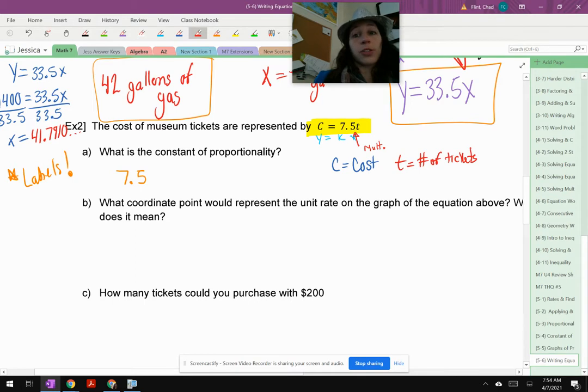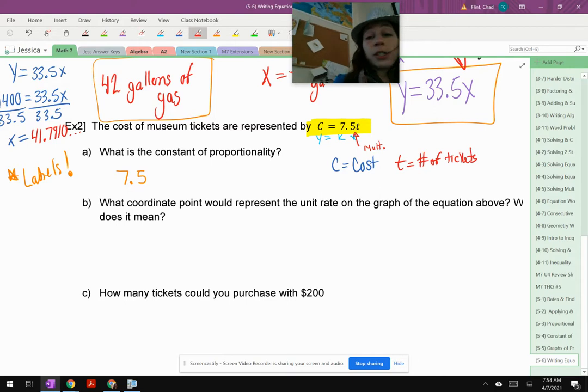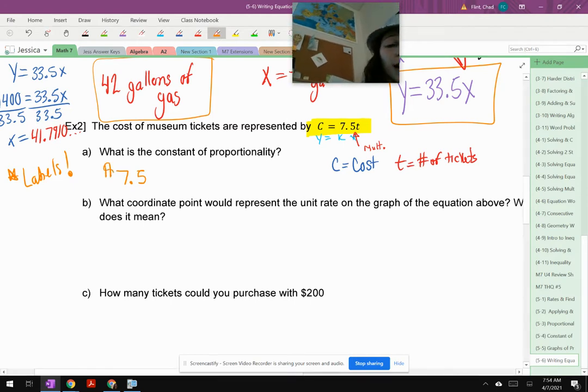If you get no tickets, you're spending no dollars. If you get 1 ticket, you're spending less dollars than you would be if you bought 10 tickets. So 7.5 is the cost of the tickets, cost per ticket. It's a unit rate. So it's $7.50 per ticket.